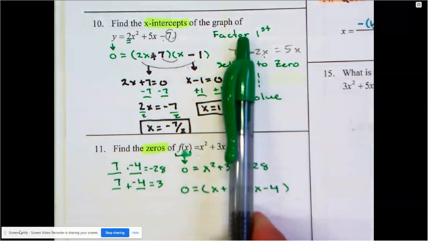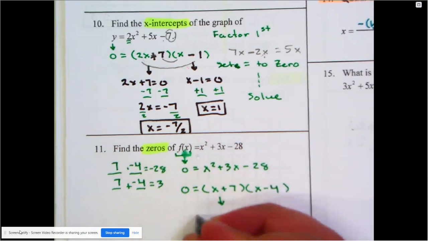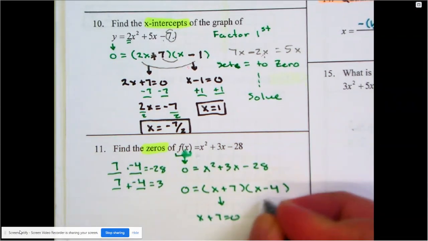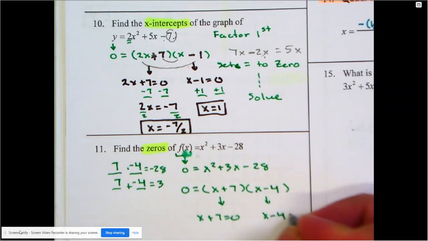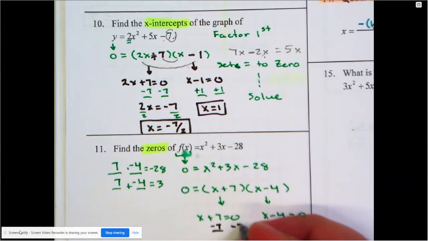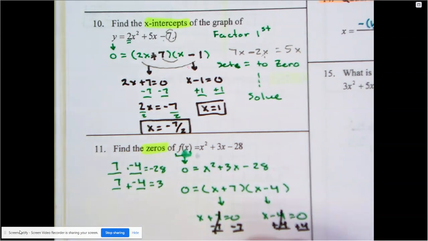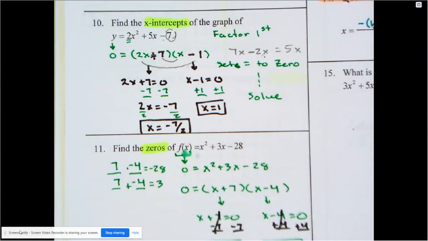Well, just like before, look, I factored. That's done. I'm going to set them equal to 0. So x plus 7 is equal to 0. x minus 4 is equal to 0. Subtract the 7, add a 4. So then I end up with x is equal to negative 7. First solution, first x-intercept, and x is equal to 4. And just like that, we have 2 of our answers for this problem.